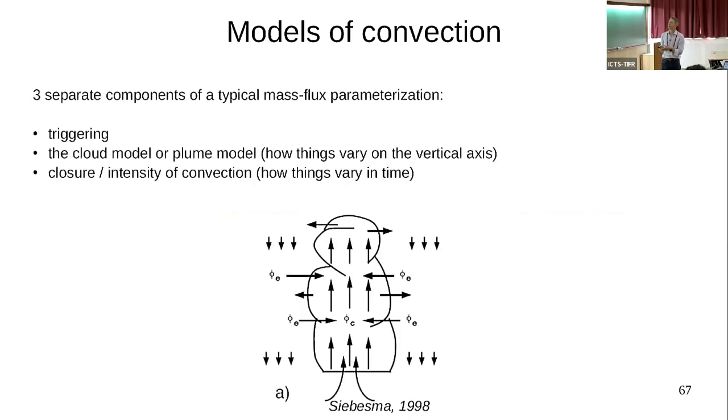What is finding the mass flux? It is the closure. Finding the intensity of convection. What is the property of the updraft? Well, it is having a plume model, how things vary on the vertical axis. So typically, in the convective parameterizations, you have three separate components. You have the triggering. Do I activate convection or not? Is there actually deep convection going on right now? And then you have the cloud model, the plume model, I prefer plume model, how things vary on the vertical axis. And then you have the closure, how things vary in time. So it's about the intensity.